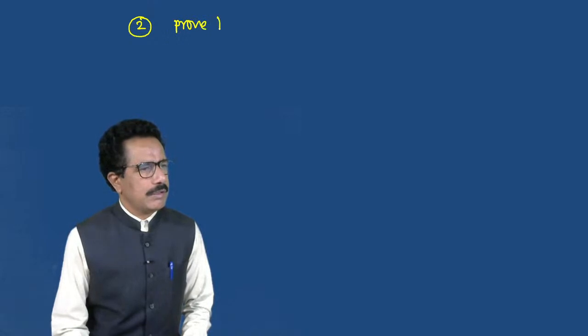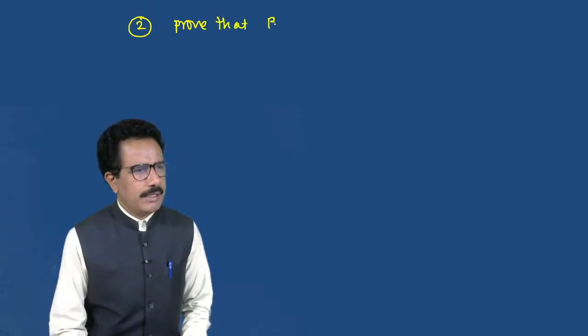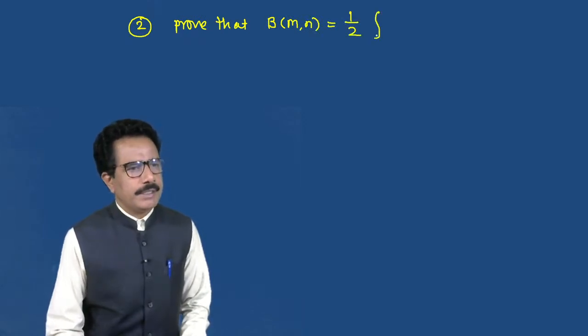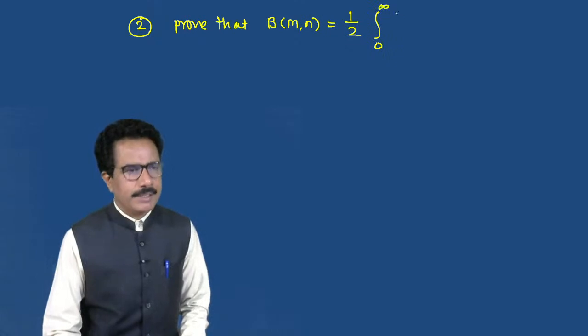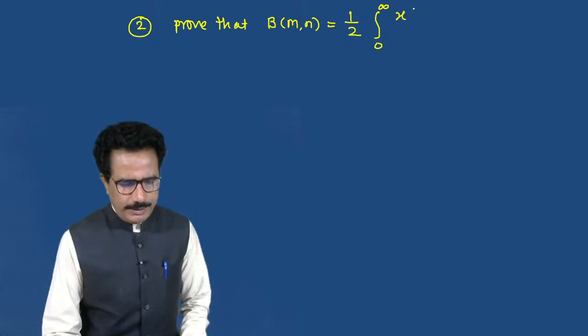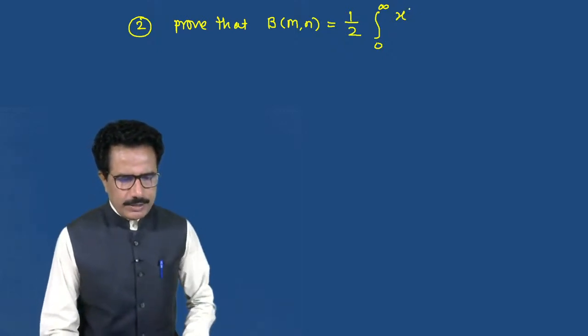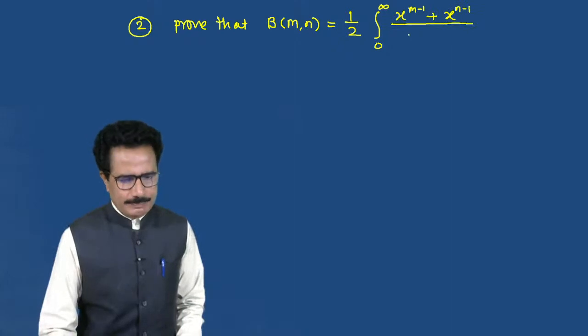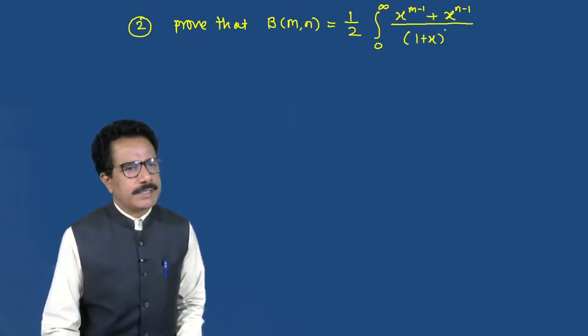So we shall prove another result. Next, prove that beta of m comma n is equal to 1 by 2 times the integral from 0 to infinity of x raised to m minus 1 plus x raised to n minus 1 divided by 1 plus x raised to m plus n dx. We have to prove this.